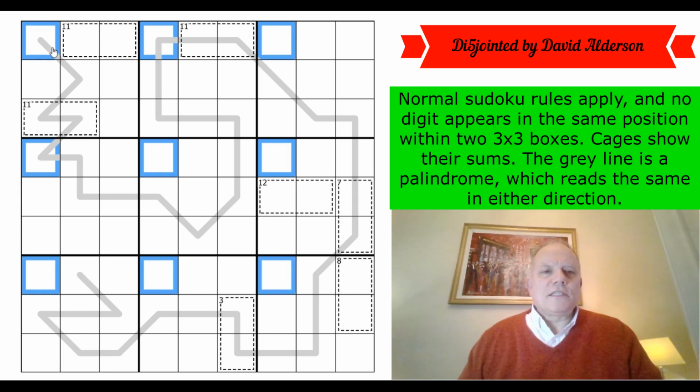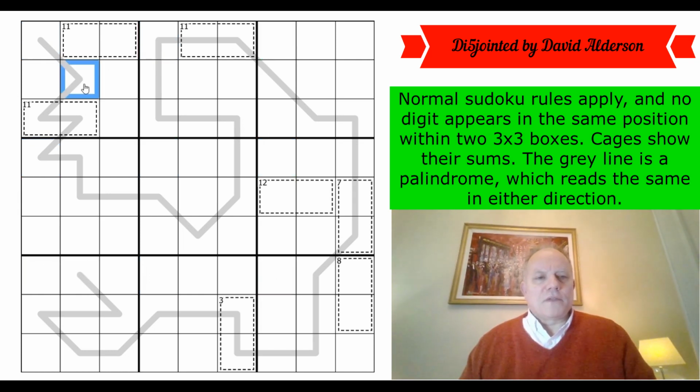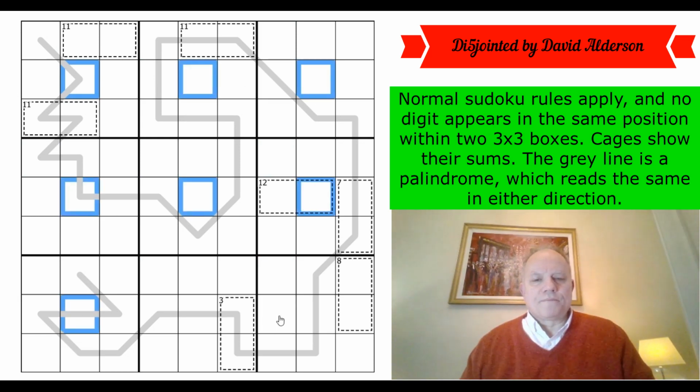Now, in a disjoint subset puzzle, no digit appears in the same position within two 3x3 boxes. What do we mean by the same position? Well, we mean something like this, the top left of each box. No digit appears twice in the same position within a 3x3 box. So effectively, that group of cells has to be a set of the digits 1 to 9, and the same for the middle cells of the 3x3 boxes.